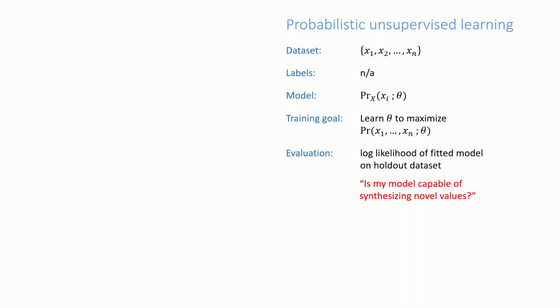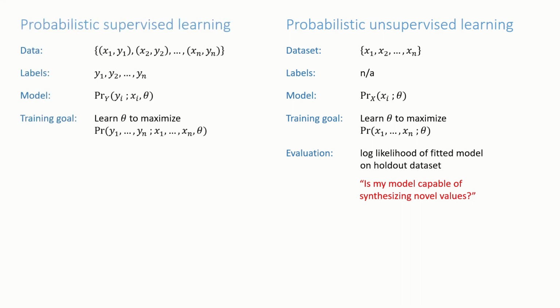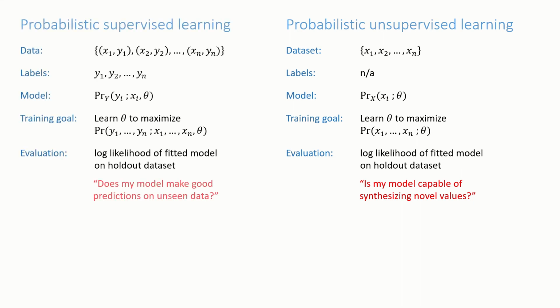I should also mention supervised learning here. Here's the setup. Of course, we'll use the same evaluation metric, the log likelihood of our fitted model on holdout data. I won't talk through all this in detail, but it's not hard to see that getting a good likelihood on holdout data is the same thing as making accurate predictions.